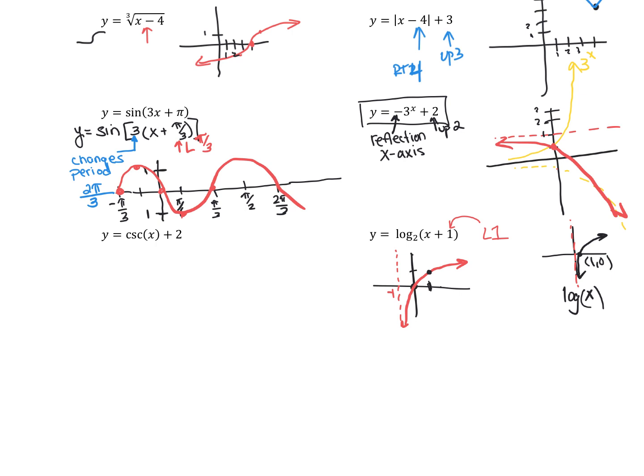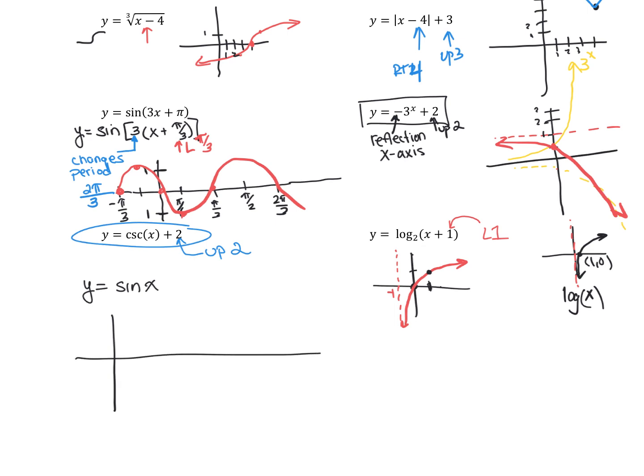Okay, our last example here. Cosecant of x plus 2. I'm hoping that you see this and you think, well, that's up 2 units. You may also think that this is related to the graph of sine x. So here in yellow, I am going to graph sine of x. We know the period is 2 pi. So breaking it up into quarters, we have pi over 2 and 3 pi over 2. And we know that the amplitude is just 1. So this is a standard sine wave.